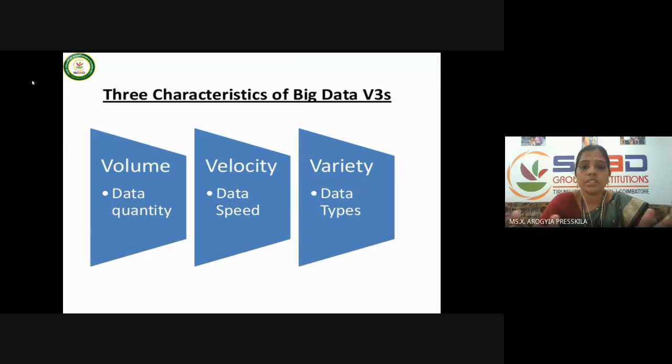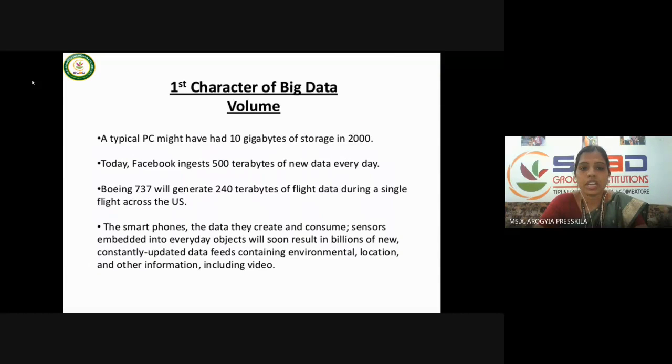So there are three characteristics: volume, velocity, then variety. Volume is the data quantity, velocity is the data speed, and variety is the data types. Now you can see them one by one.